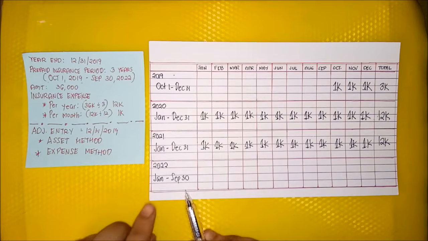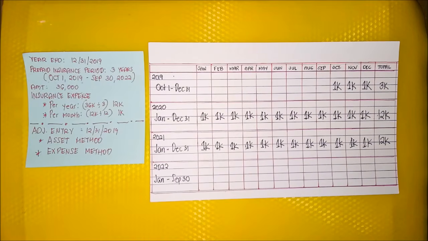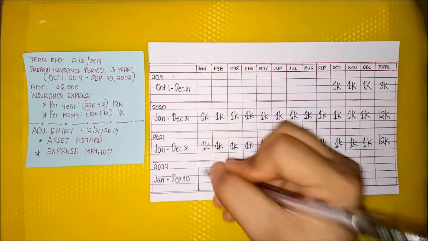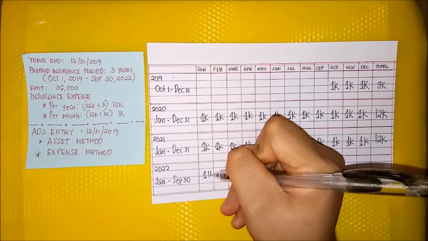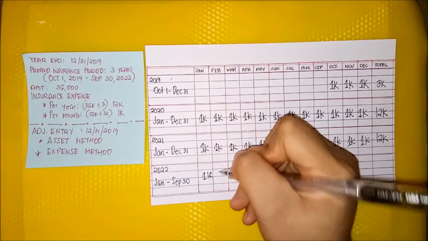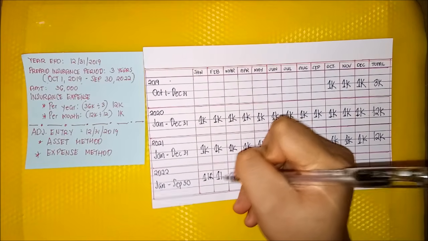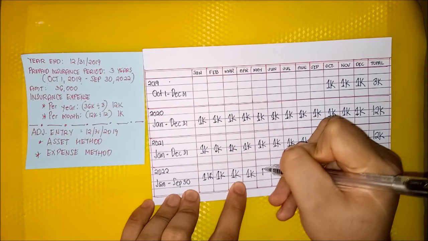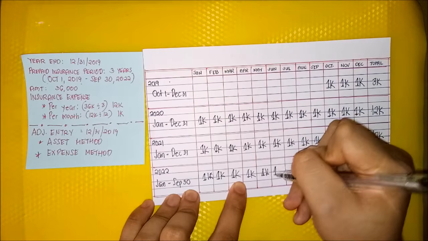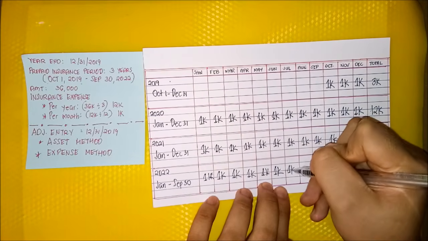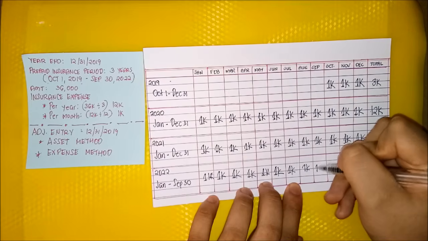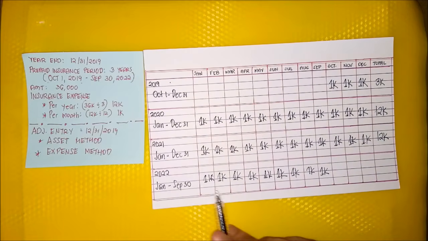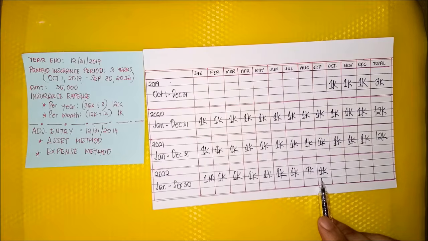For the year 2022, which is ito yung year kung kailan mag-e-expired ang prepaid insurance, ibig sabihin, from January to September, merong tigwa 1,000 na insurance expense na i-record si entity. 1,000 from January to September, 9 months.